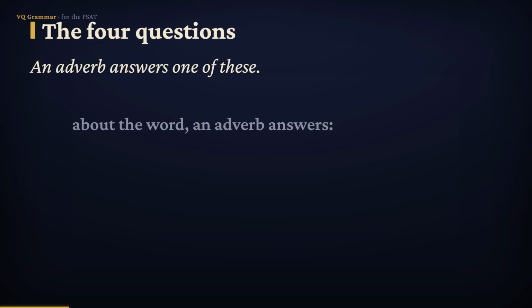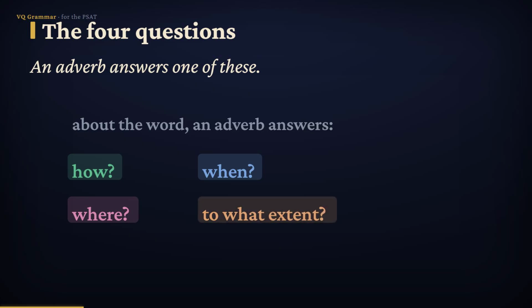Here is the key. An adverb always answers one of four questions about the word it touches: how, when, where, or to what extent. If a word tells you how something happened, when it happened, where it happened, or to what degree, that word is an adverb. The last group, the to what extent words, like very, too, and quite, have a special name, intensifiers.